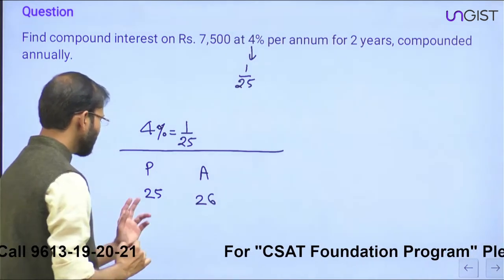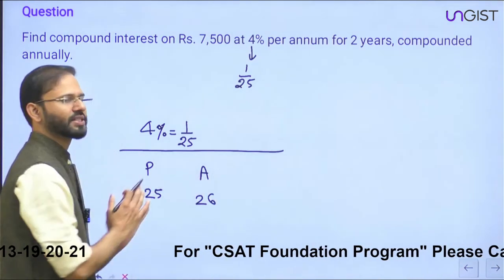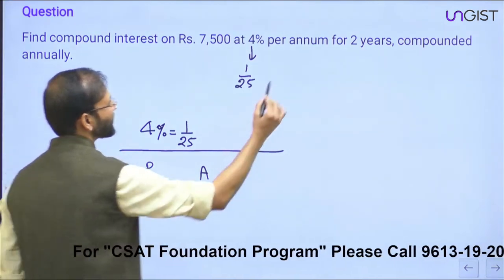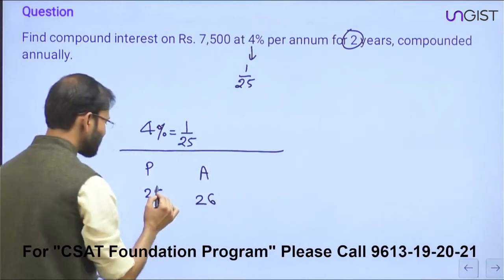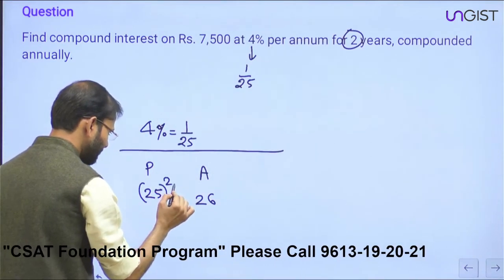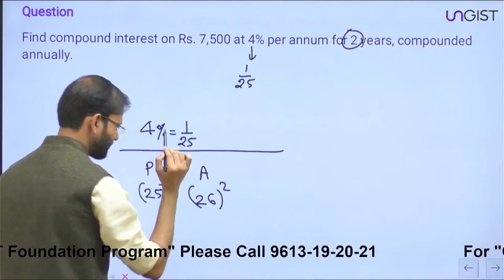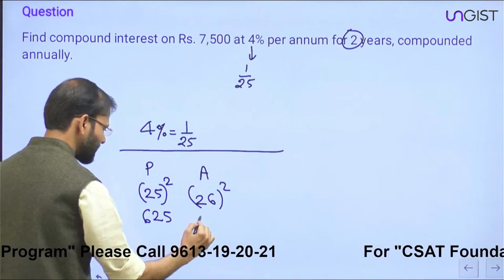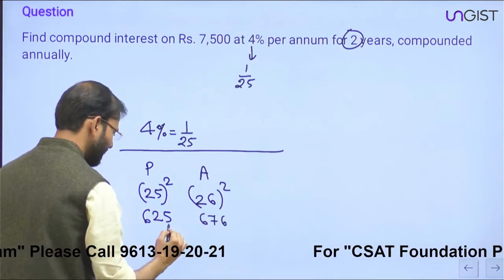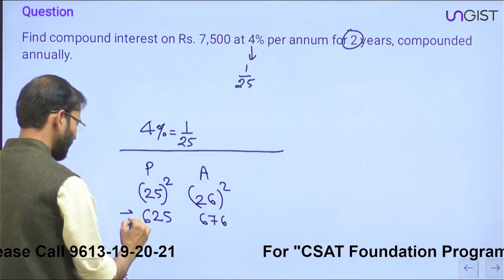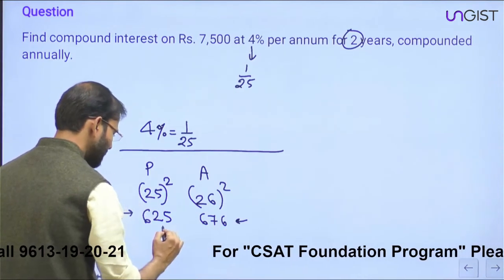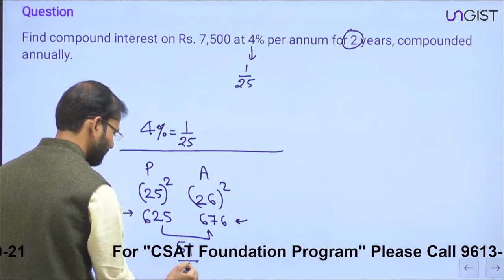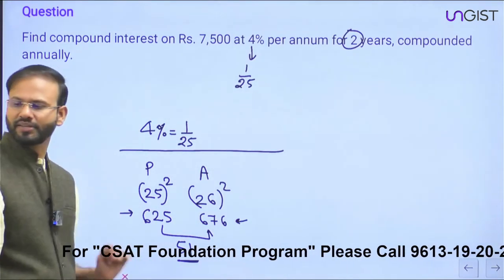Guys, clear? So for the first year, 25 will become 26, and for all the years, 25 will become 26. The question is saying 2 years, right? So for 2 years, just do the square of this. Everybody clear? So this is 625 and this is 676, right? So guys, this is your principal and this is your amount. Obviously the difference is the interest. What is the difference? The difference is 51, right everyone? 51 is the interest.